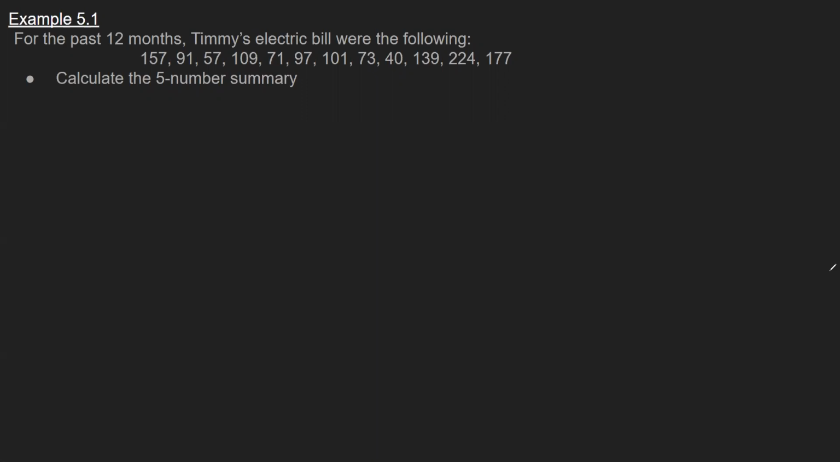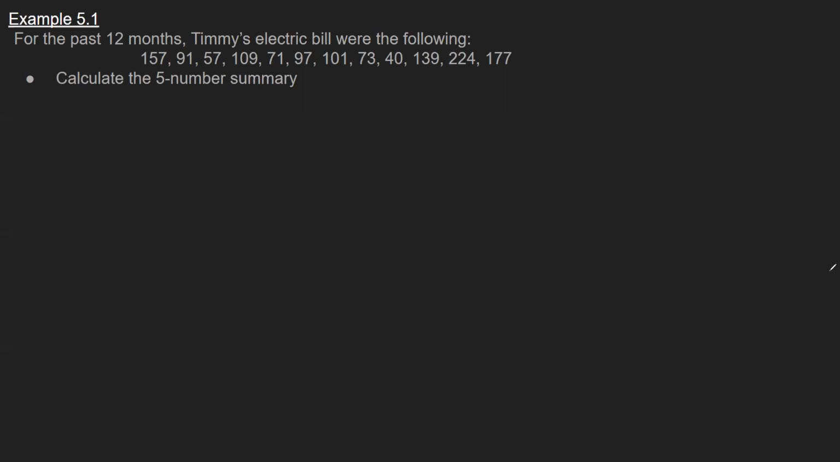Today we're going to look at a short example for the 5-number summary. For this problem, we have a collection of 12 months worth of electric bills for Timmy, and we're asked to calculate the 5-number summary. The objective here is to use 5 numbers to summarize a larger data set to get basically percentiles, specifically the quarter percentiles. So the first quarter, second quarter, third quarter, and that's it.